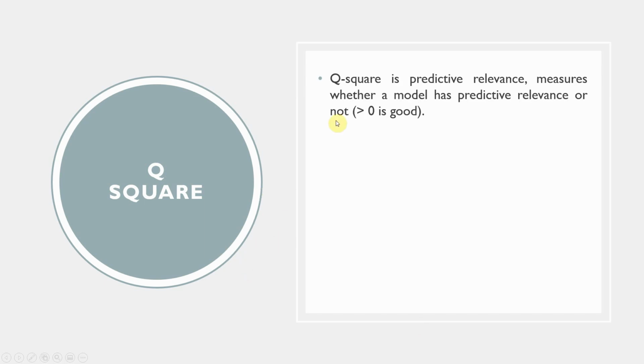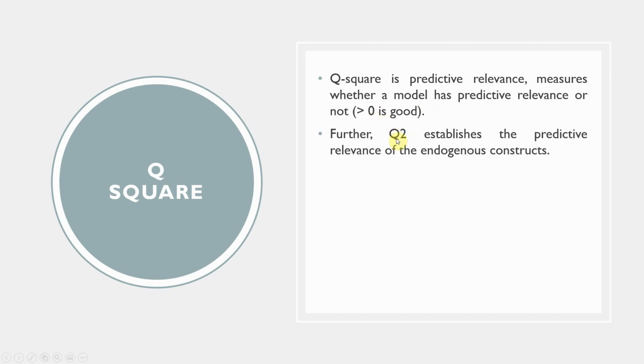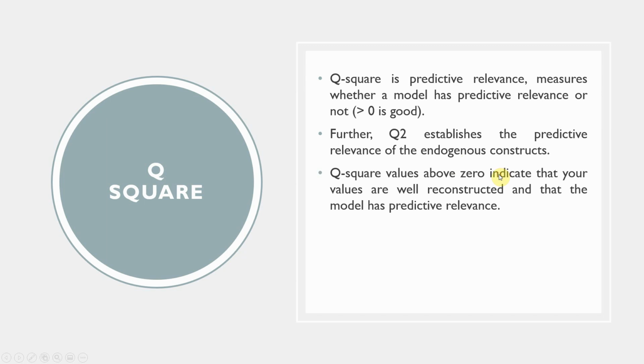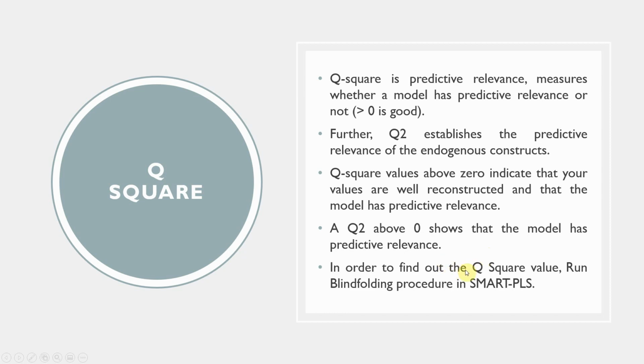And lastly, Q square. Now, Q square is for predictive relevance. It measures whether a model has predictive relevance or not. If the Q square value is greater than 0, this is good. Further, what Q square does is it establishes the predictive relevance of endogenous constructs. A Q square value greater than 0 indicates that your model or your values are well reconstructed and that the model has predictive relevance. In order to find out the Q square value, run the blindfolding procedure in SmartPLS.